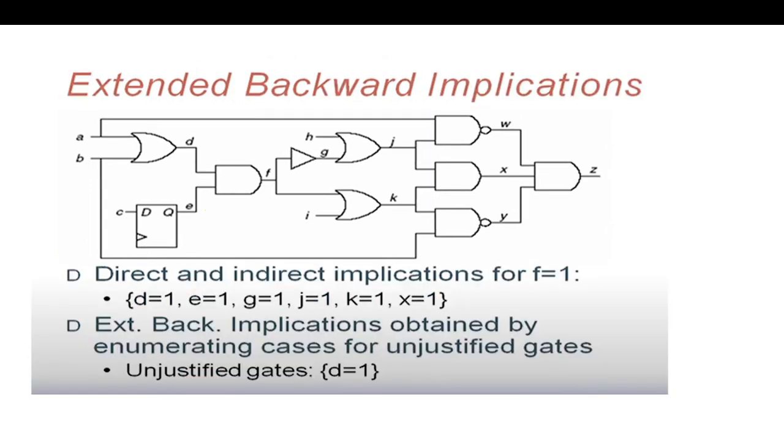Next is the extended backward implication. From the direct implication, we said that if F is 1, D and E became 1, G became 1, J is 1, K is 1, and X is 1 because of the indirect implications. Now the backward implication is obtained by enumerating cases for unjustified gates. So now the unjustified gate is this, D equal to 1. Can we backtrack this?